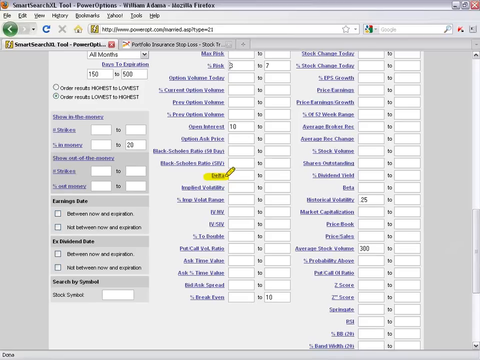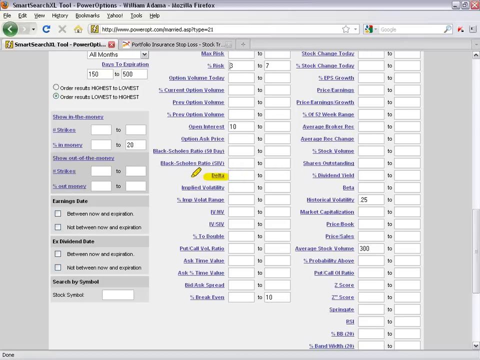Delta. We're all familiar with delta. We know that if we have an in-the-money option, our delta is going to be closer to 1, or in the case of the put, closer to -1. And if we're out of the money, the delta is going to be closer to 0, or closer to -0.1 or -0.2 for our put option.